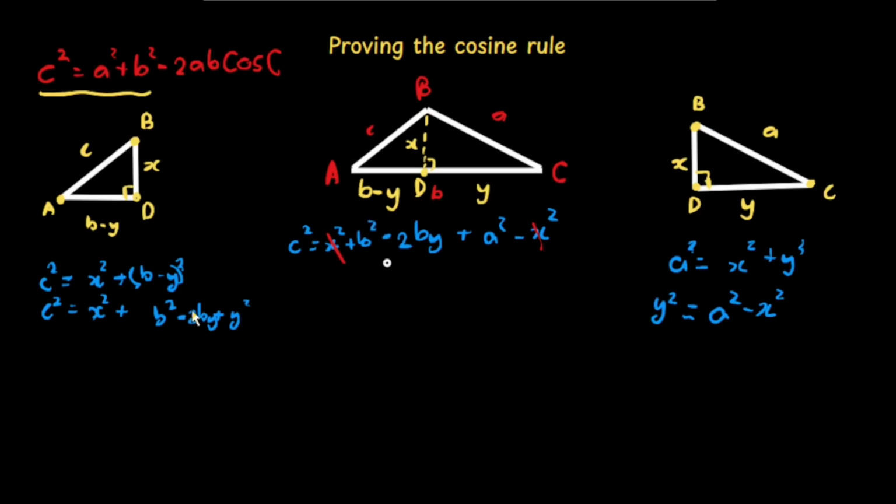The second thing that we're going to notice is now we brought about an a squared in this new formula, and if you use your original formula as a reference, you can see that the correct order is c squared is equal to a squared plus b squared. So all we're going to do is rewrite this. We're going to say c squared is equal to a squared plus b squared minus 2by.